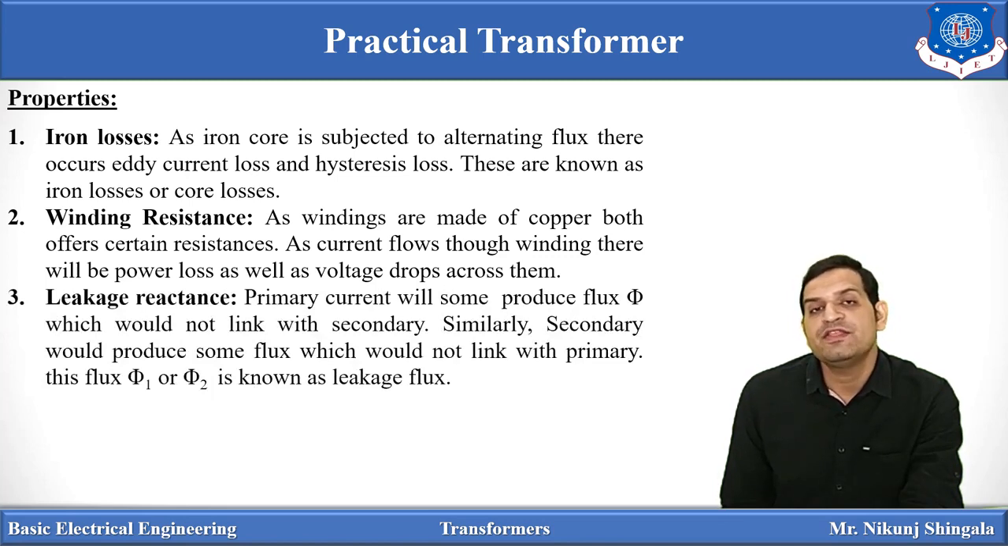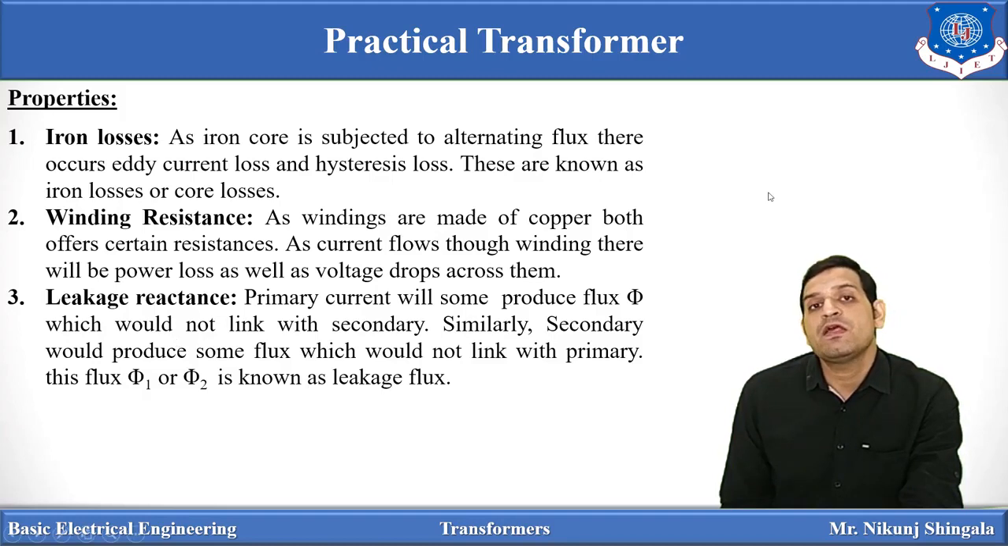The third one is leakage reactance. Now what is leakage reactance? We know the primary current will produce some alternating flux phi, and some part of the flux will not link with the secondary winding. Similarly, the secondary will produce some flux which will not link with the primary winding. These fluxes phi 1 and phi 2 are known as leakage flux, and because of the leakage flux, reactances are present in series with the primary and secondary windings, which ultimately affects the power factor of the transformer circuit. So these are the properties of the practical transformer: losses are there, winding resistance is there, and leakage reactance is also there.